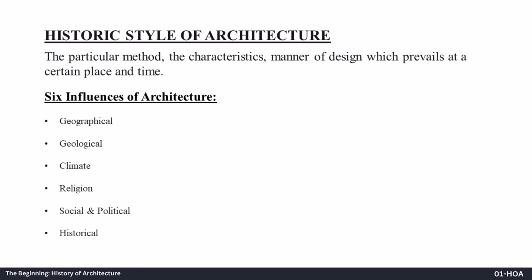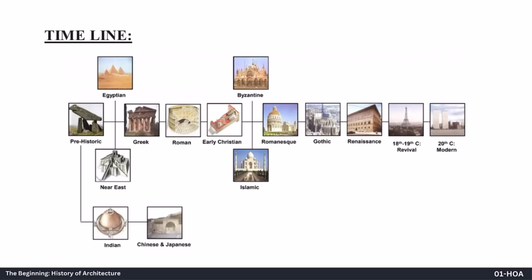There are 6 influences of architecture. First is geographical. Second is geological. Third is climate. Fourth is religion. Fifth is social and political. And last is historical. Let's take a look at the historic timeline of architecture.